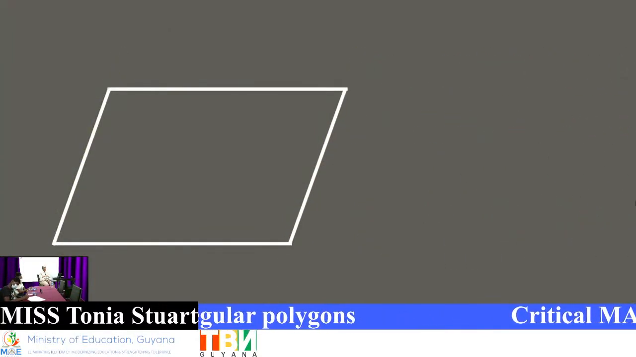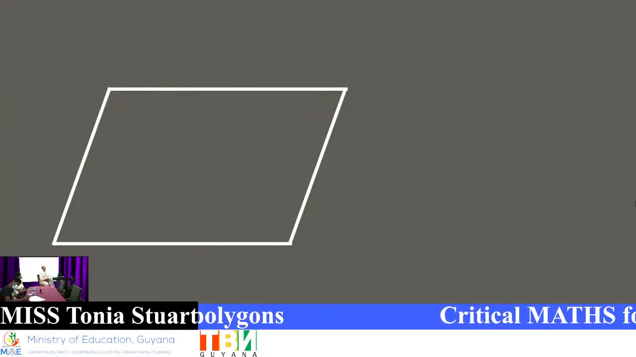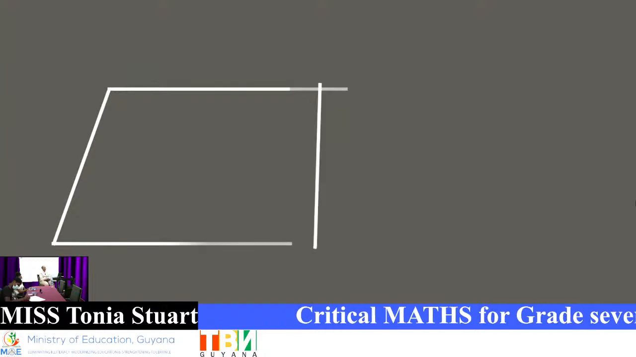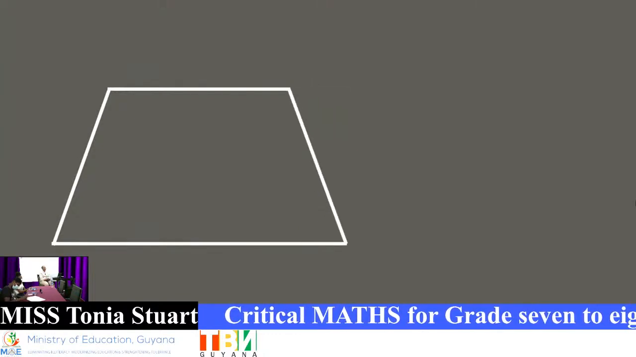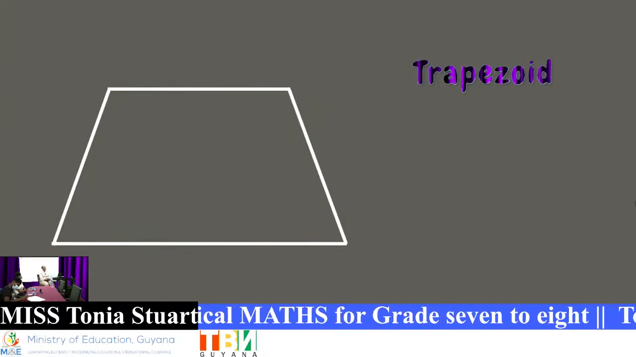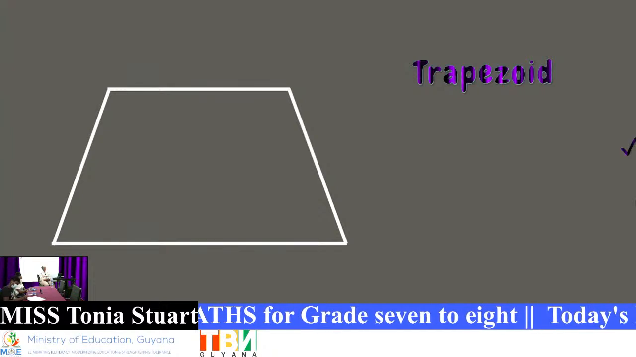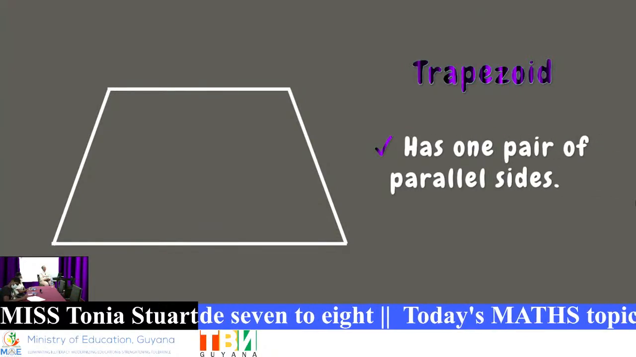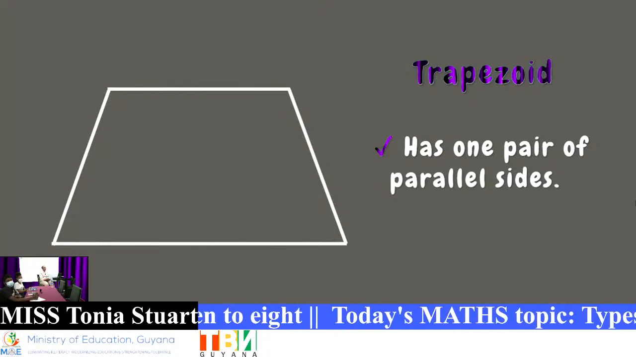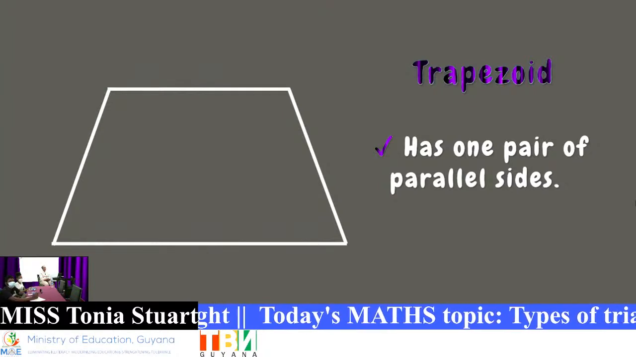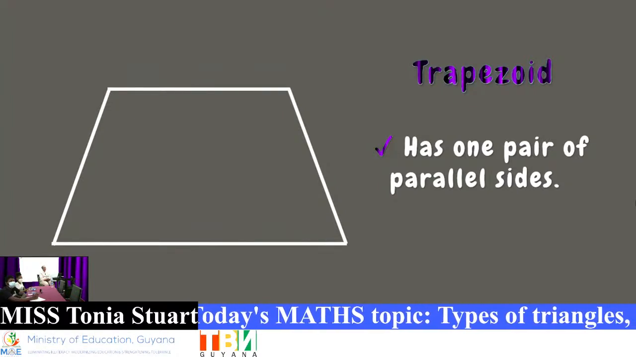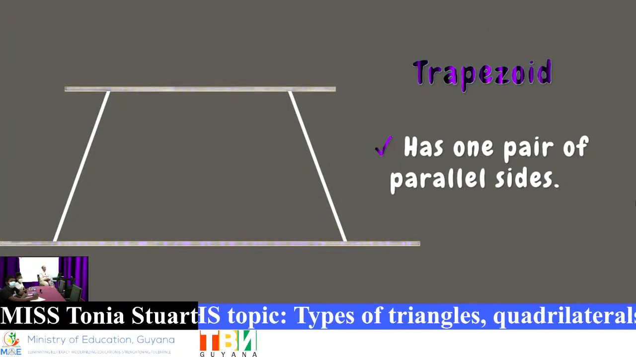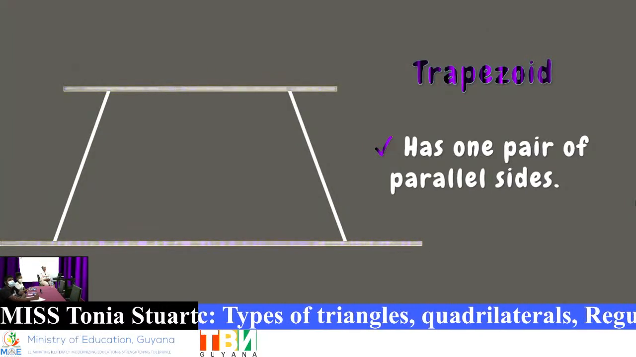Now this time, let's try to change the measure of only one side and an angle. Let's see what happens. There! We have formed a trapezoid. A trapezoid is a quadrilateral with only one pair of parallel sides, which is different from the other quadrilaterals we have learned earlier that have 2 pairs of parallel sides. Here we can see that the top and the bottom sides of this figure are parallel to each other.